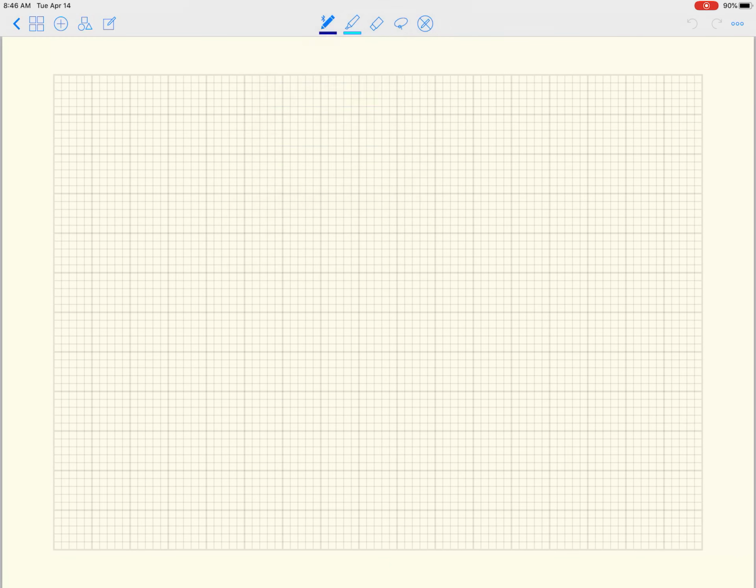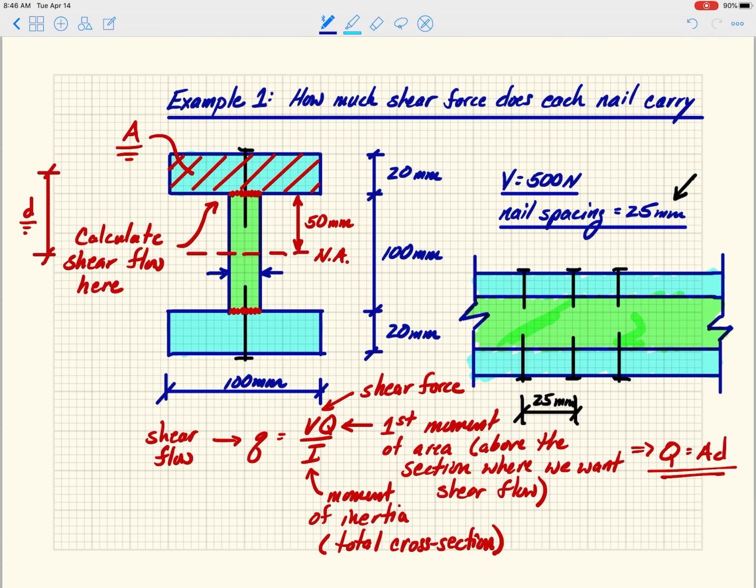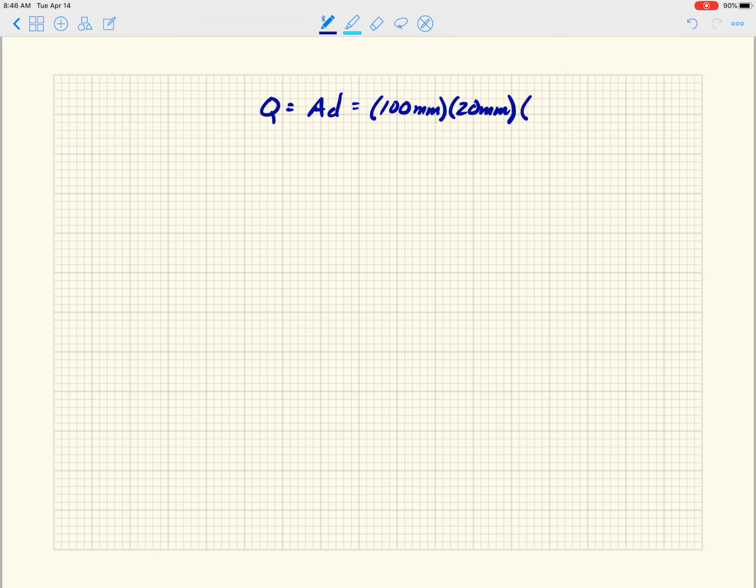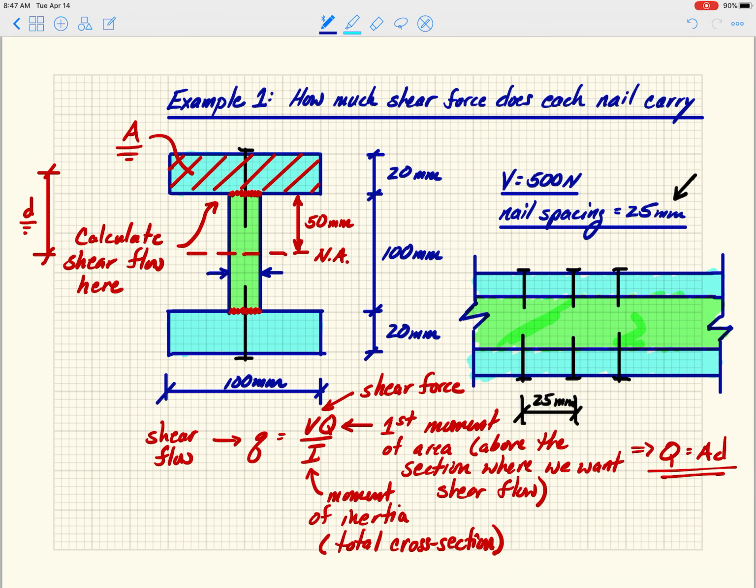All right, so let me go to blue. So Q is just that area times the distance. The area is 100 millimeters times 20 millimeters. That is the area of that top flange, the 100 millimeter width, 20 millimeter depth. And then my moment arm is 50 millimeters plus 10 millimeters, right? So that is this D right there.